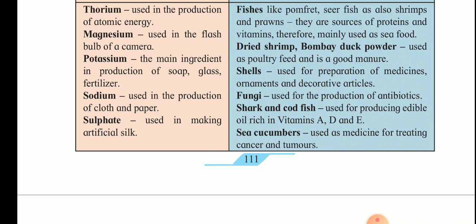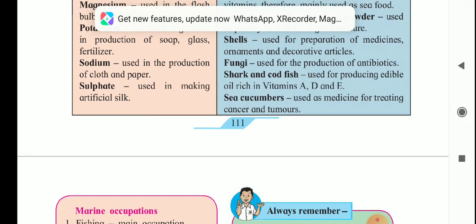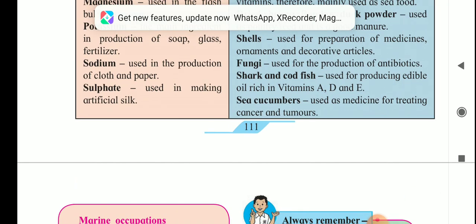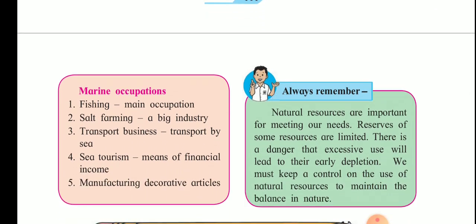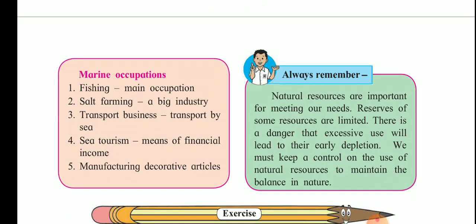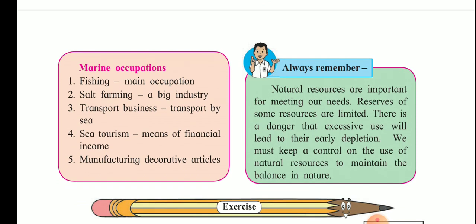Fungi are used for production of antibiotics. Shark and codfish are used for producing edible oil with vitamins A, D, and E. Sea cucumber is used as medicine for treating cancer and tumors. Now the marine occupations: fishing is the main occupation, salt farming is a big industry, then transport business, transport by sea, sea tourism as a means of financial income, and manufacturing decorative articles using conches and shells.